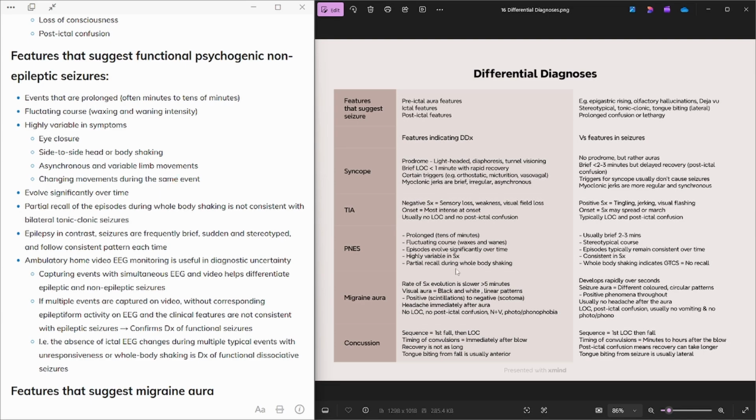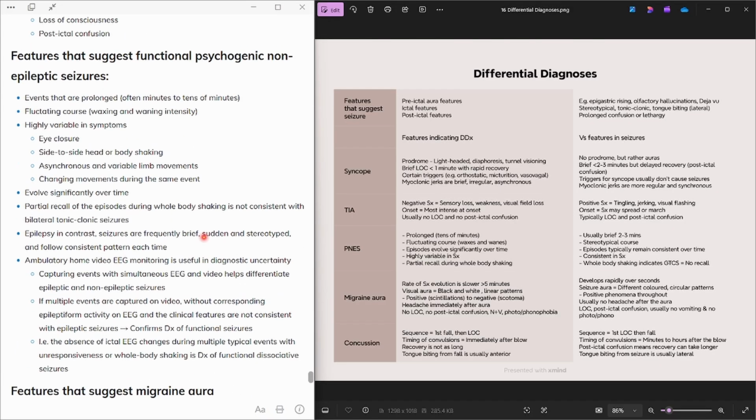If the patient has a whole body shaking episode, that would indicate a tonic-clonic seizure. But if they are able to have a partial recall of the episode, then that is not consistent with a generalized seizure, because if you have whole body shaking, that indicates a generalized tonic-clonic seizure, and you expect there to be no recall of the event.